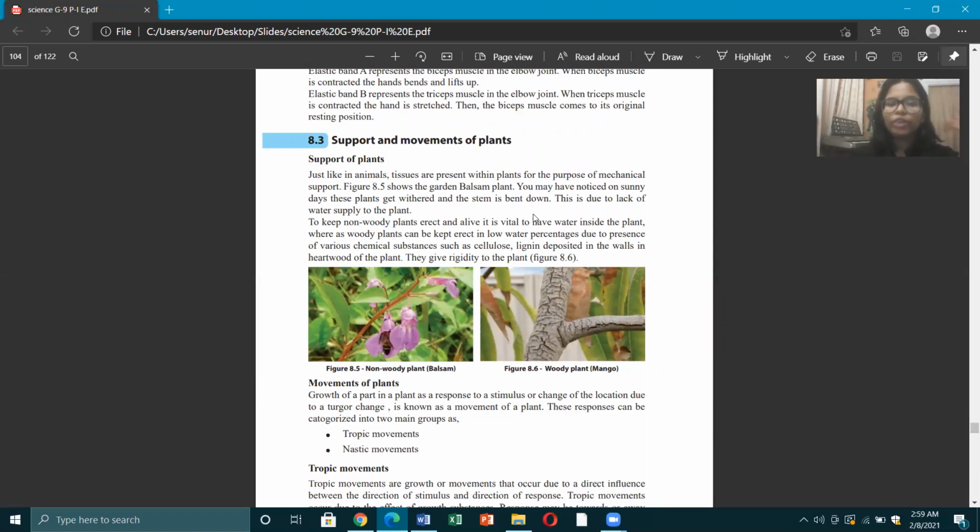Like human movement, we can talk about the movements in plants as well. Like I told you, plants move, but plants cannot locomote because they can just move their parts, but they can't move from one place to another.